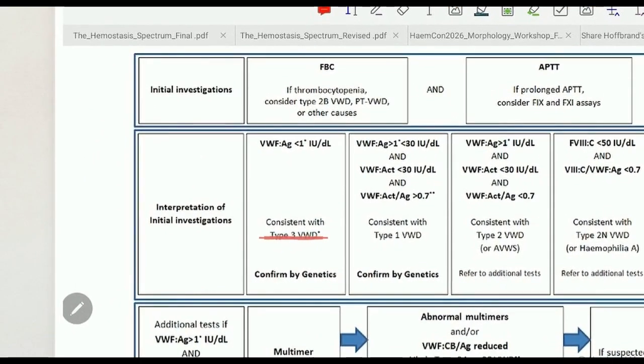Following the logic downward, we identify the type 3 baseline. This is an absolute quantitative failure, strictly defined by a von Willebrand factor antigen level, the total protein present, of less than 1 international unit per deciliter. Contrast this with type 1.